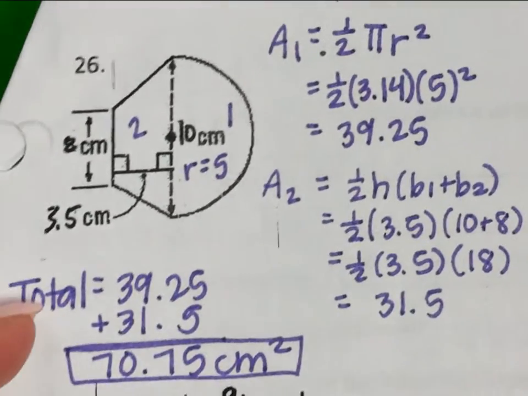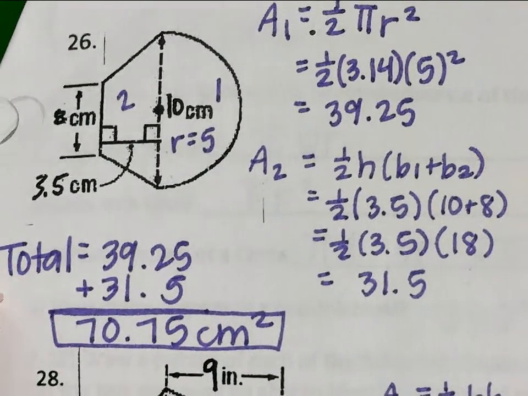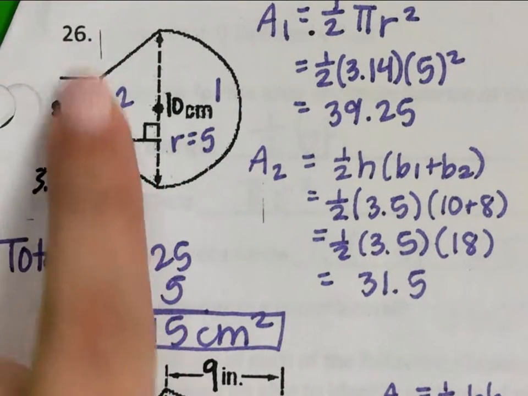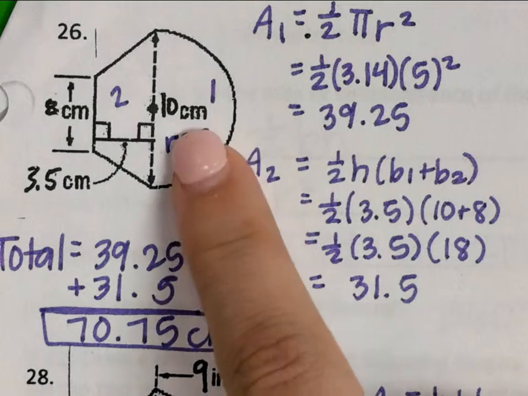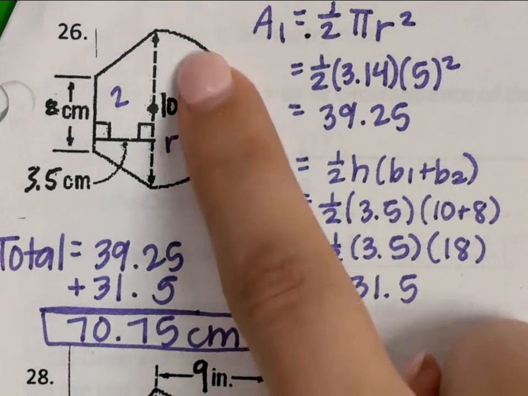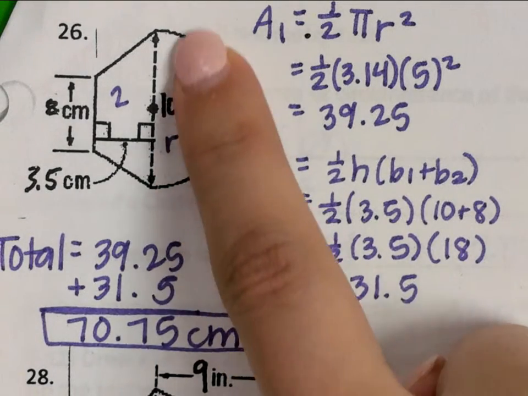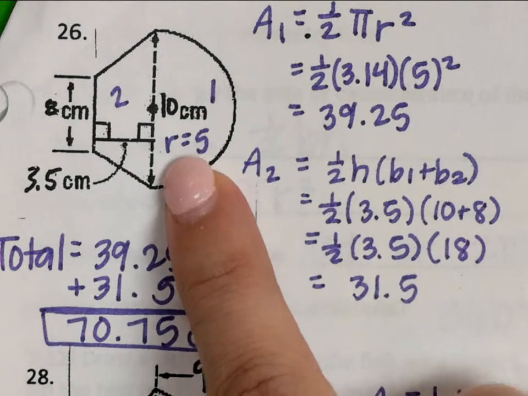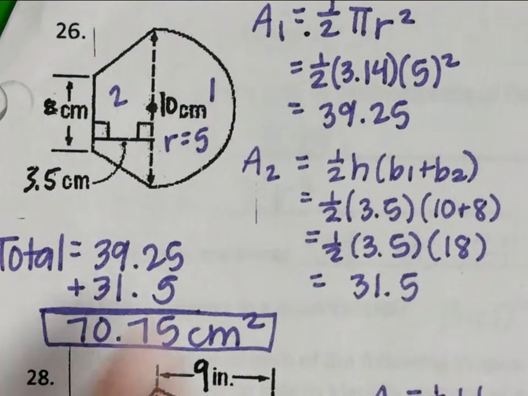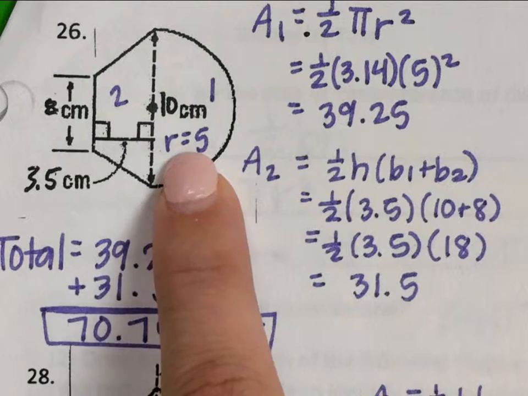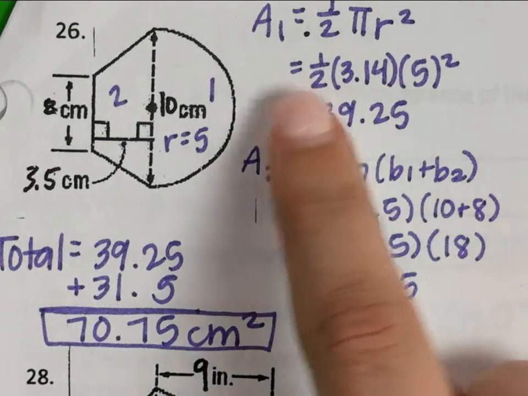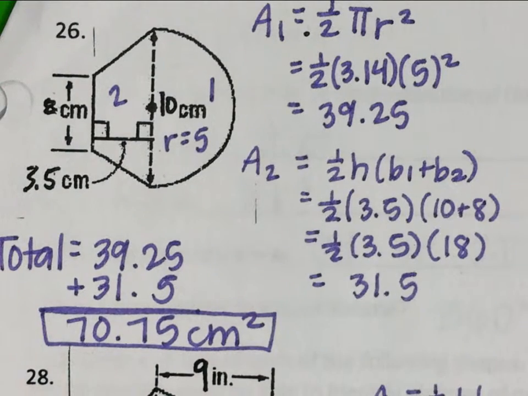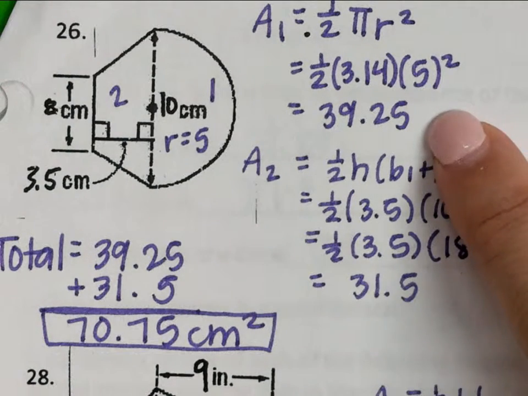All right, flipping over, number 26. That is a semicircle and a trapezoid. So I found the area of my semicircle first. But what did I have to do before I could find the area? Because they gave me a what right here? A diameter. So I had to find the radius first, which is just diameter divided by 2. So radius is 5. So plug that into your formula. And remember, it's a semicircle, so it's 1/2 pi r squared. So that comes out to 39.25.